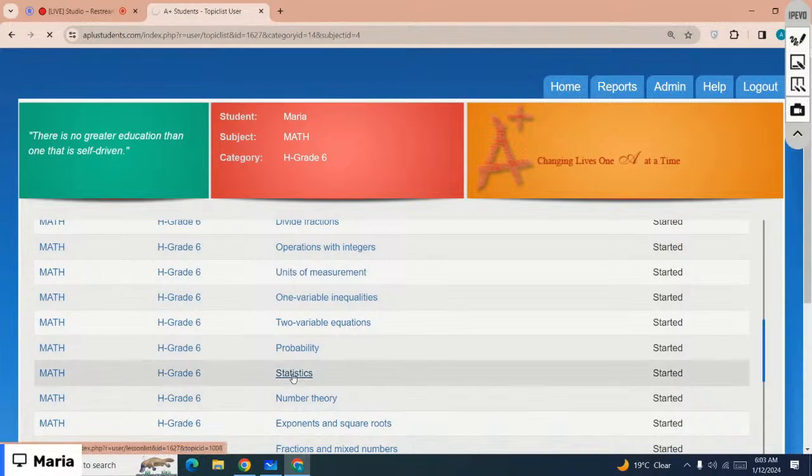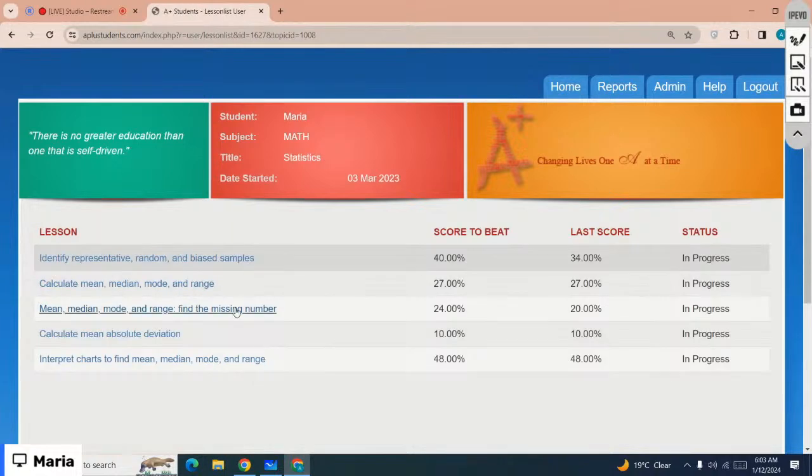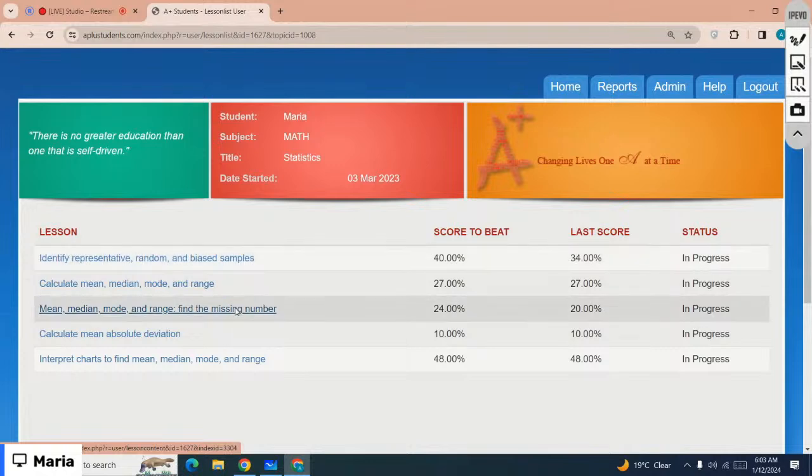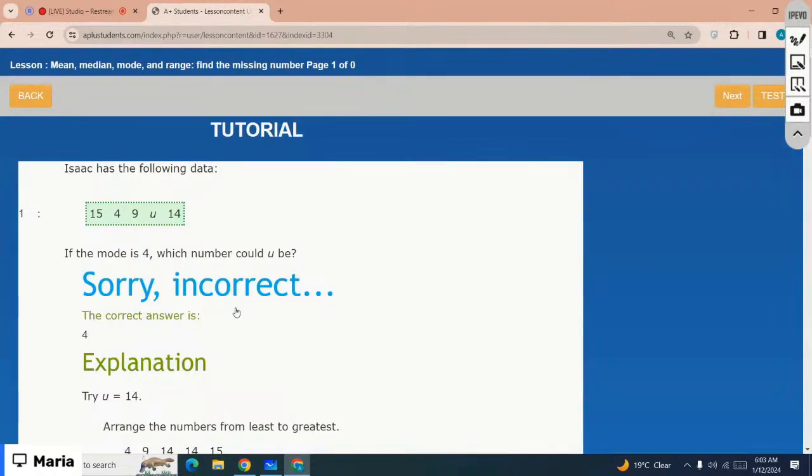So here I'm on grade 6 math. The chapter we're working on is statistics. And the lesson we're going to start with is mean, median, mode and range: find the missing number. In the last session we covered how to calculate mean, median, mode and range. If you have any problem with calculating them, you can go through the lesson we did in the last session, or otherwise you can contact any tutor on Skype. They are available from Monday to Friday, 5 to 9. So let's start with the first lesson example.